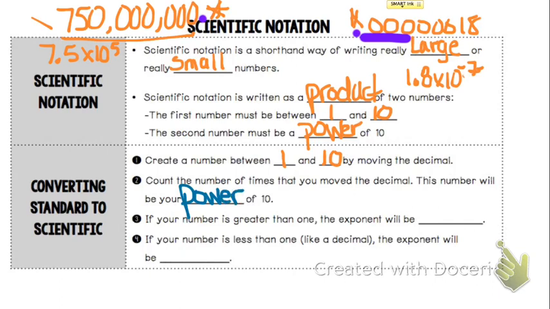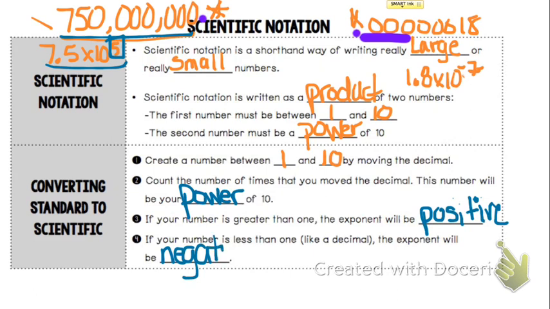So if you have a number that is greater than 1, the exponent will be positive. This is a perfect example of a positive exponent. If the number is less than 1, the exponent will be negative, just like this exponent right here is negative.